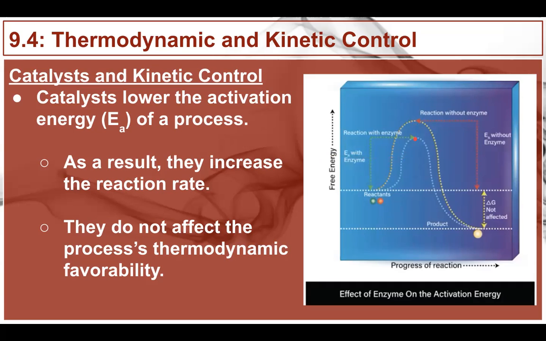Okay, so a catalyst, as a result, increases the rate of the reaction, but it does not affect the process's thermodynamic favorability. We still have the same reactants, we still have the same products, okay? So delta H, delta G, delta S, they're unaffected by adding a catalyst. But what it does do is shorten this peak, where it's more attainable at whatever temperature we're at.